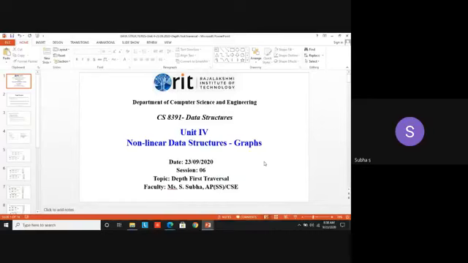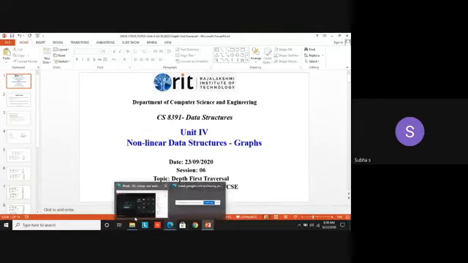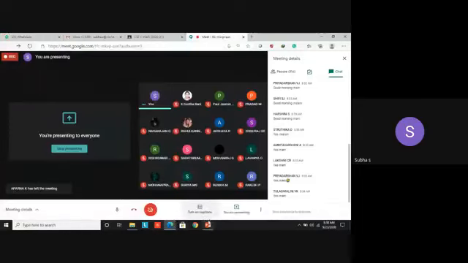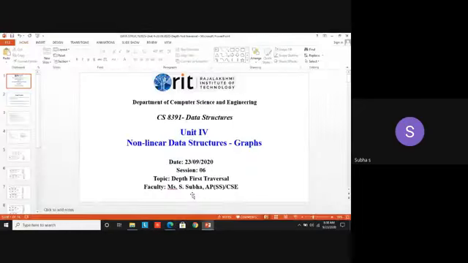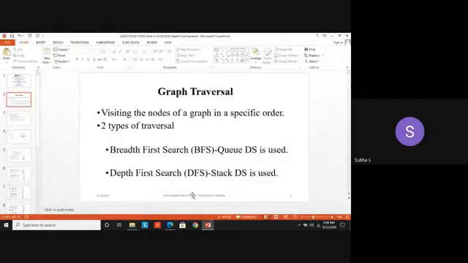In today's topic, we are going to see about depth first traversal. In the last class, we saw one more traversal technique called breadth first search. So we have two traversal techniques in graph: depth first search and breadth first search. We all know that breadth first search uses queue concept. Hope you remember that one. It uses queue data structure, and depth first traversal or depth first search uses stack data structure. So these are the two things you have to remember before getting into the traversal technique.